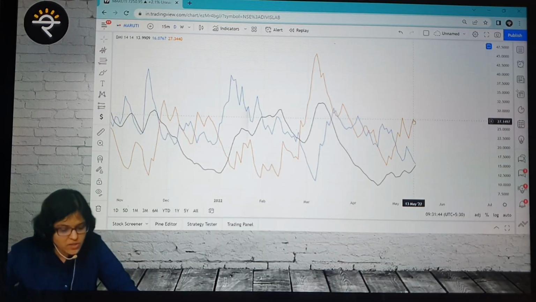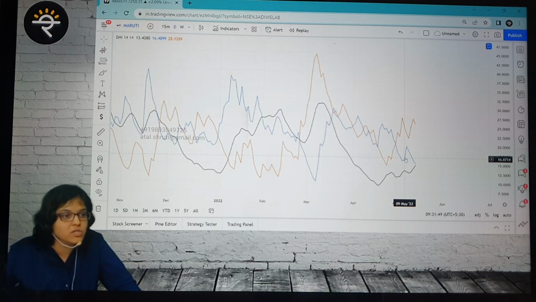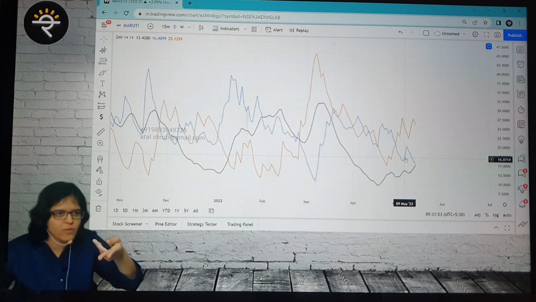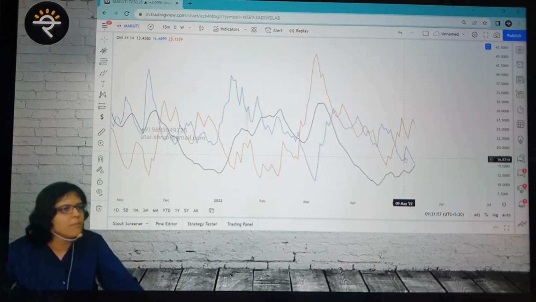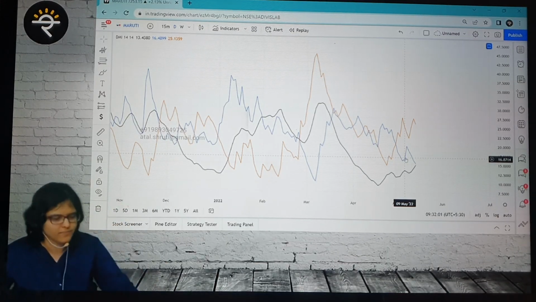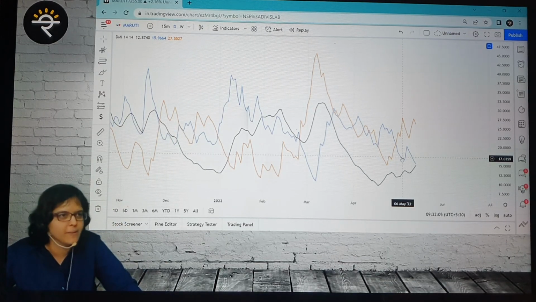Which is above which? Orange is above blue. Is it bullish or bearish? Bearish. Have you written that in your notes? You have written for bullish. You have not written for bearish. Quickly write it down. What will you write for bearish? Tell me. Minus DMI, that is orange, is above plus DMI. Minus DMI is above plus DMI.